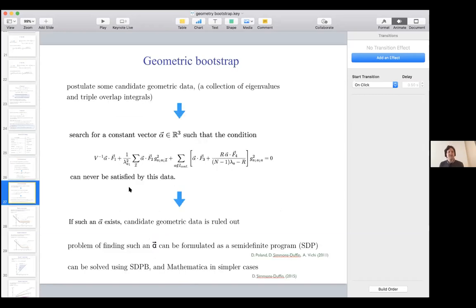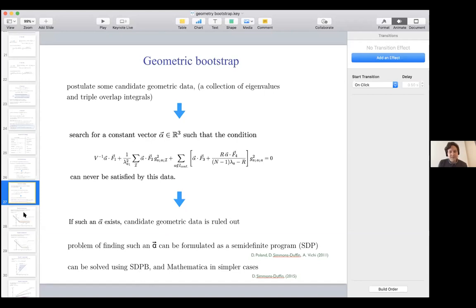And this vector equation always has to be true. So now we can set this up as a bootstrap problem. We postulate some candidate geometric data, some candidate collection of eigenvalues and triple overlap integrals. And then we search for some constant vector alpha, such that when we dot it into our equation that's true, it is equal to 0. We search for some alpha such that this can never be satisfied by our candidate data. And if we can find such an alpha, then we've ruled out that candidate data. Finding such an alpha can be formulated as a semi-definite programming problem, and we can solve it using the same kinds of numerical semi-definite program solvers that the bootstrap people use, or even Mathematica in some of the simpler cases.